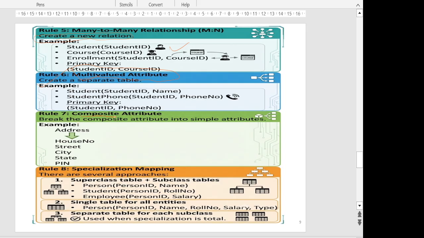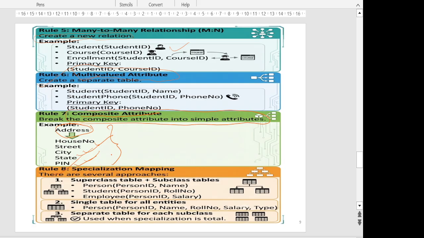If it is a composite attribute, then break the composite attribute into simple attributes. This is rule number 7. Like address is a composite attribute, so make house number, street, city, state, pin number, etc. as separate attributes. Rule number 8, specialization.